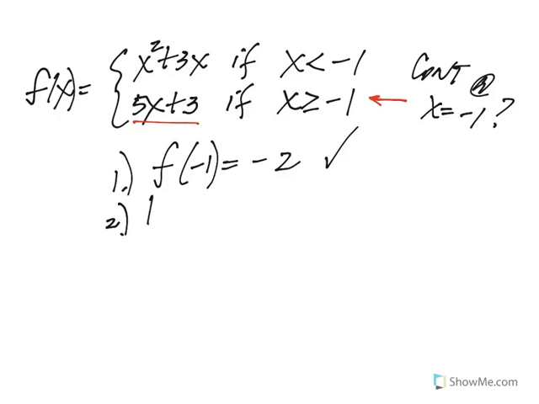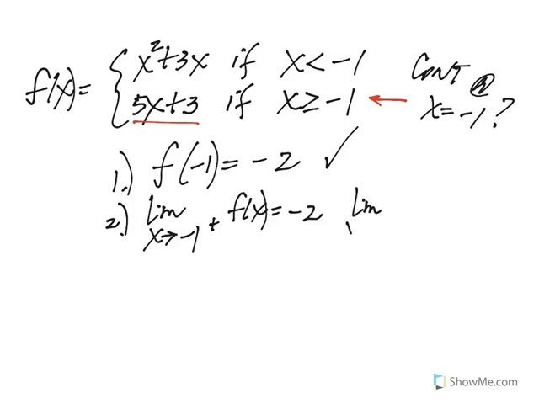Step 2, I'm going to take the limit as x approaches negative 1 from the right of f of x, and let's go ahead and do that right now. So if I come in from the right-hand side, I'm still using the bottom one there. That gives me negative 2, because I just plug it directly in.